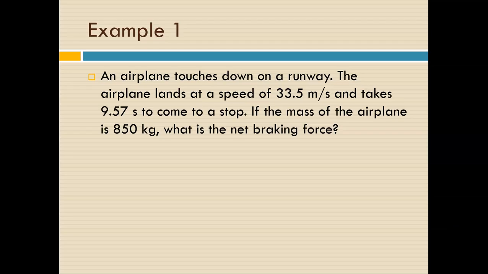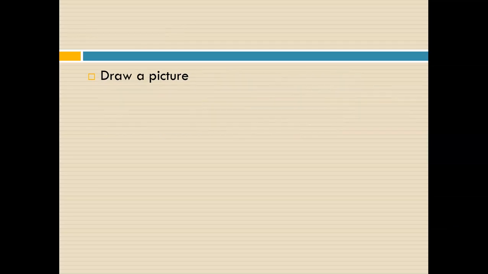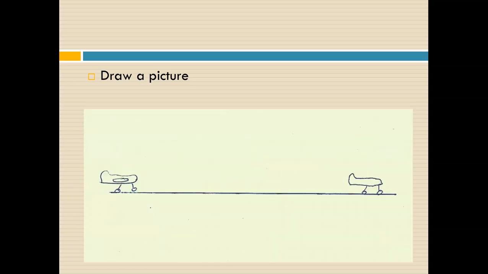You guys see that? First step we're going to do is draw the picture, and there's my picture. There's my airplane. Now, in this case, I'm going to use two pictures. The first picture is the airplane when it touches down, where we have some information. And then the second picture is when the airplane comes to a stop. And as you can see, the airplane is going to take some distance to come to a stop.